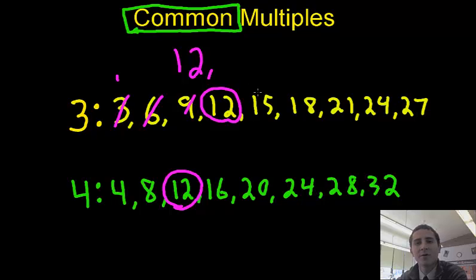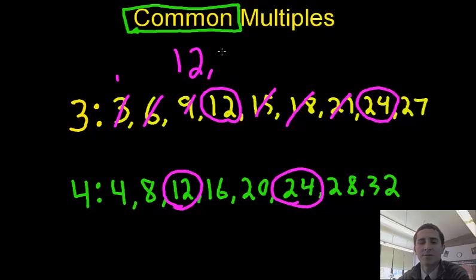And then I just keep going through the numbers and keep looking. Do they both have a 15? No. Do they both have an 18? No. Do they both have a 21? No. But they do have a 24. So my other common multiple here is 24. So I had 12 and 24.